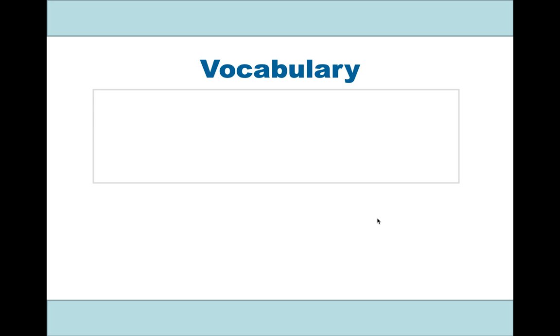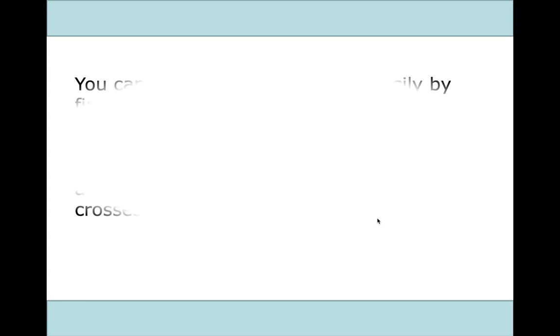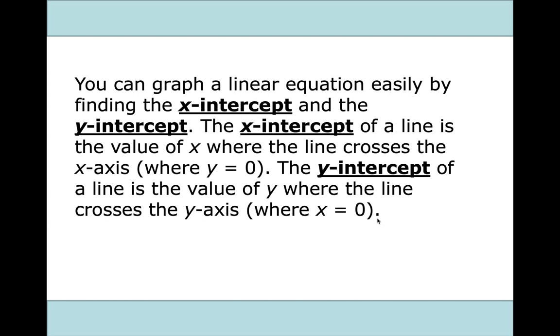Morning. We're going to talk some today about intercepts, x-intercept and y-intercept, and a little bit about slope-intercept form. When you are graphing, you can actually graph a linear equation easily by finding the x-intercept and the y-intercept. The x-intercept is where your line crosses the x-axis. Anytime you identify an x-intercept, your y value there is always going to be 0.